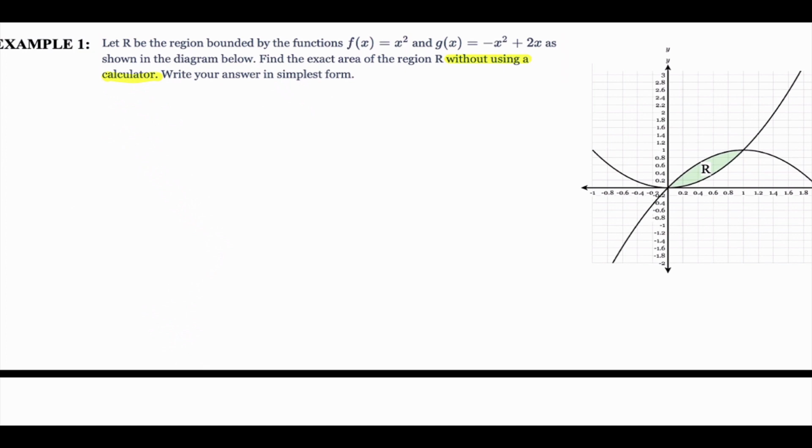Well, we just found out that to find area between two curves, we use this. Right? That's how we find area. That's how we find a region R. Capital R means area of R. Okay, so let's fill it out.